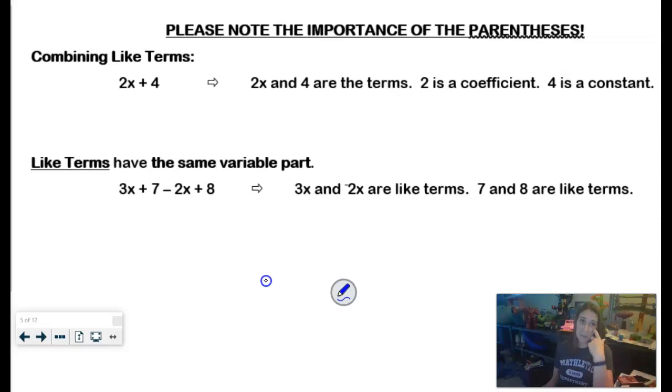Another thing we might ask you to do with algebraic expressions is to clean them up, or to combine your like terms and simplify them. So notice we're calling these algebraic expressions. We are not solving anything yet. That's going to be in our upcoming lesson. We are just simplifying right now.